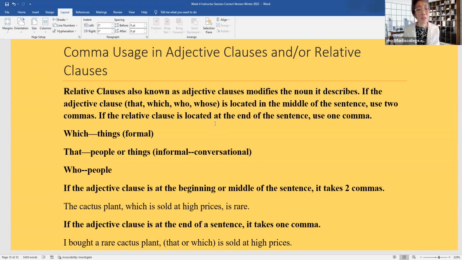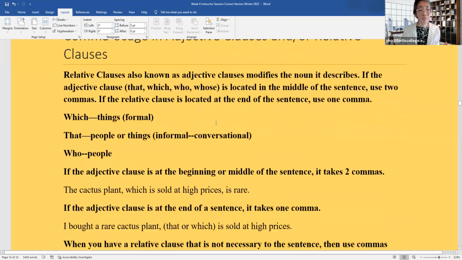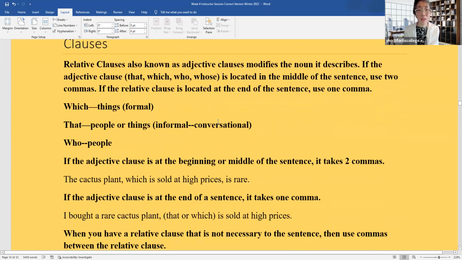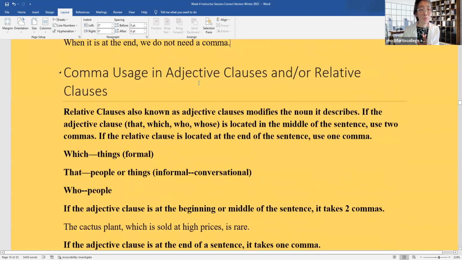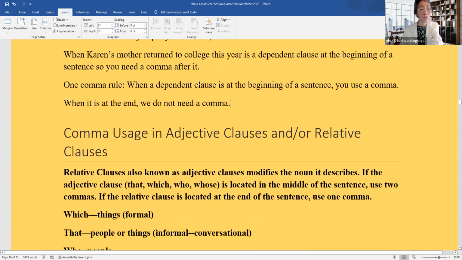So if the relative clause is located at the end of the sentence, you use 1 comma. That's how it's different from these, okay? In this one, the dependent clause, if it's at the end of the sentence, then you have no commas. In this one, if the dependent clause is at the end of the sentence, you use 1 comma. And the difference is that the subordinating conjunctions in this case, and this only works with that, which, who, and whose. All other subordinating conjunctions like while and after all go on this rule, okay?